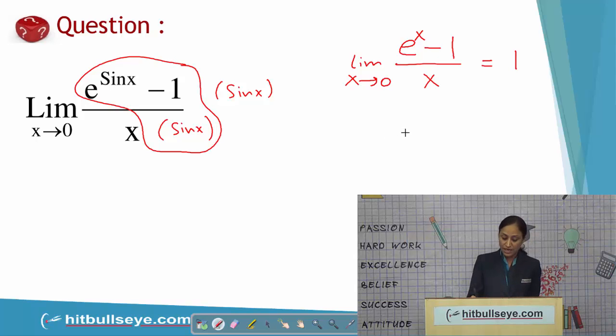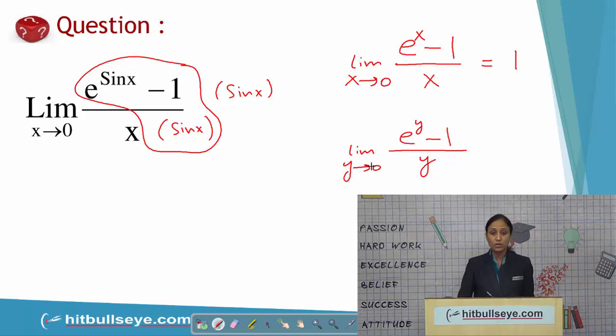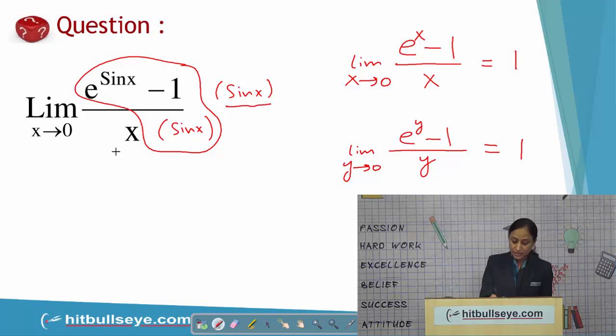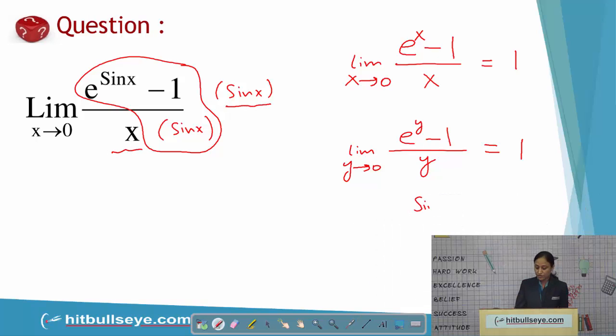Why? Because if I put sin x as y, it will be e raised to power y minus 1 upon y, limit y approaches 0. Because when x approaches 0, sin x also approaches 0. So this part will make the limit as 1. The remaining part, which is sin x upon x, that we have already discussed, is equal to 1 as x approaches 0. So both the parts are giving me the limit as 1, which gives me the answer as 1.